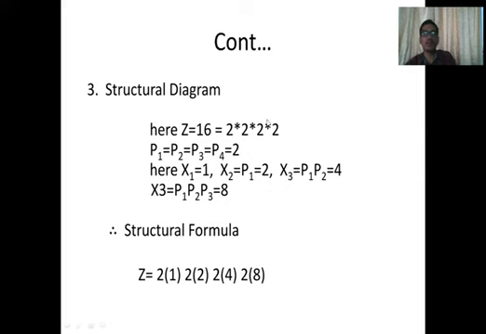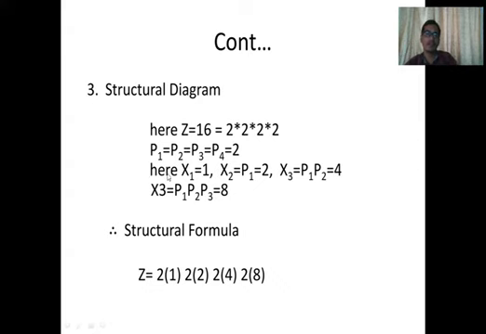Now we have to develop the structure diagram for Z is equal to 16. So this 16 is divided in this form: 2 by 2 is 4, 4 by 2 is 8, 8 by 2 is 16. So this will be the division of Z equal to 16. Here the first value is P1, the second is P2, the third is P3, and the fourth is P4. So P1 equal to P2 equal to P3 equal to P4 equal to 2, which means all the values of P are the same.